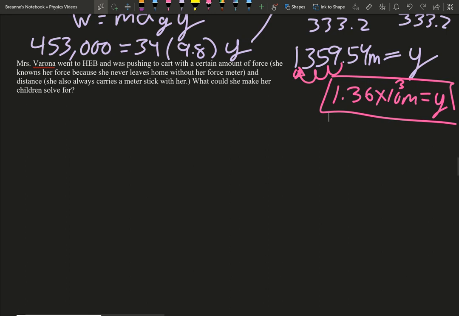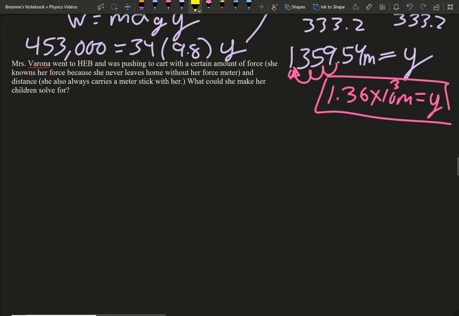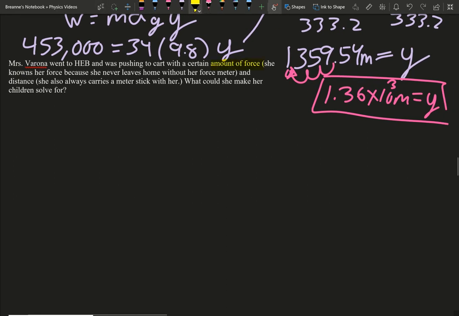So think about what she has. She knows her force, and she knows her distance. Even though we don't have numbers, we can still play the given part. So we know force, we know distance. What could we solve for? Hopefully you're looking through your equations and realizing that work equals force times distance. So we could solve for work. Woohoo!